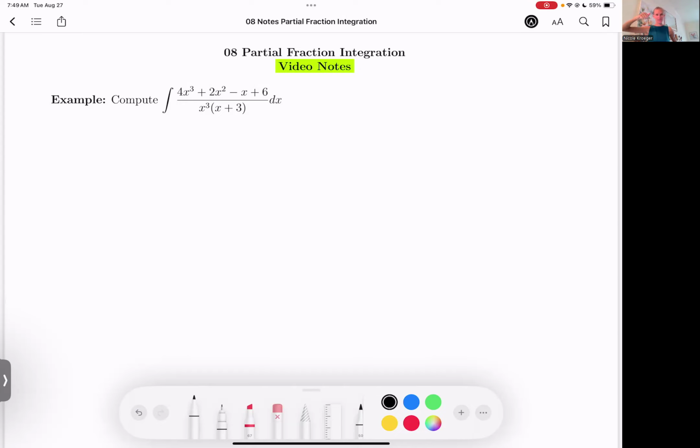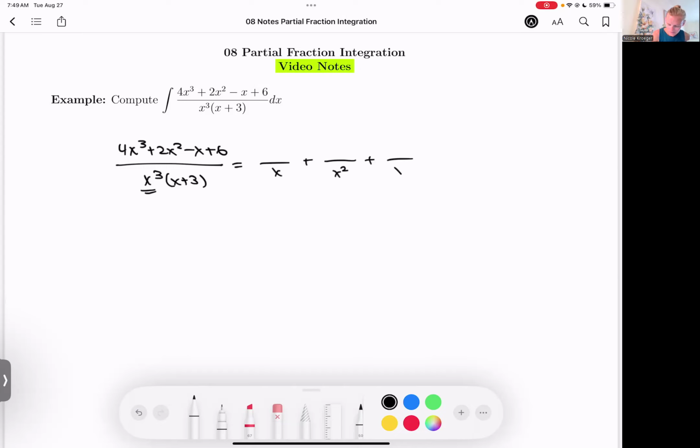I'm just going to do the decomposition on the inside, and then I'll go back and integrate. So I'm not going to write my integral symbols until I have done the partial fraction decomposition. So we're going to need to write 4x cubed plus 2x squared minus x plus 6 all over x cubed times x plus 3.